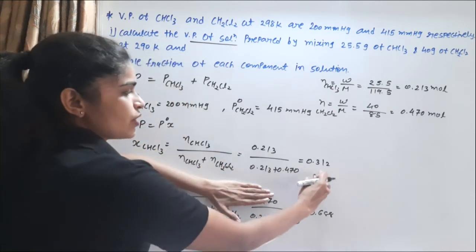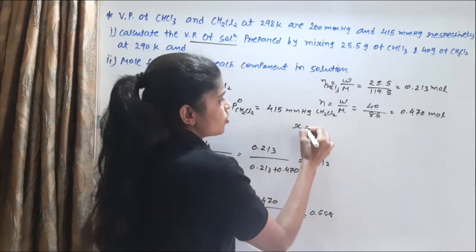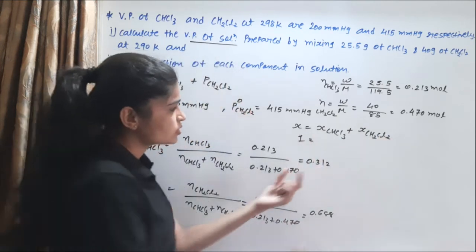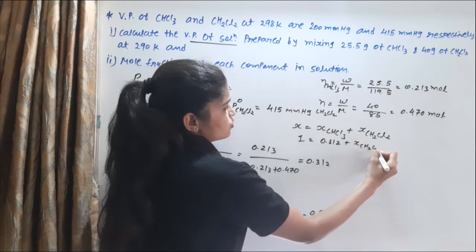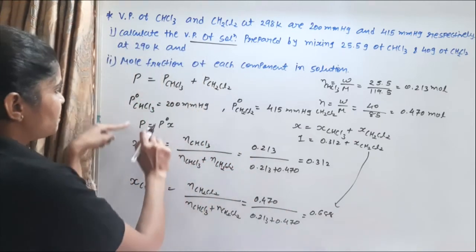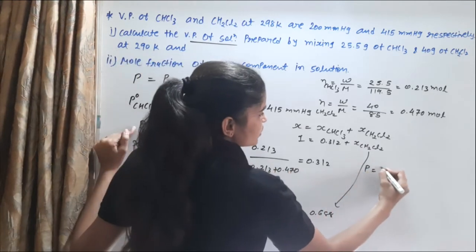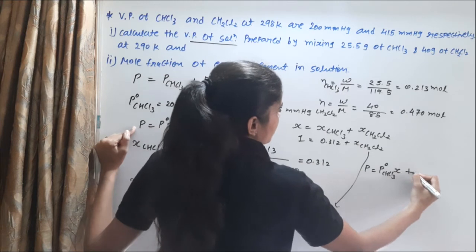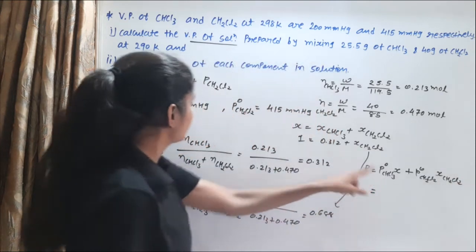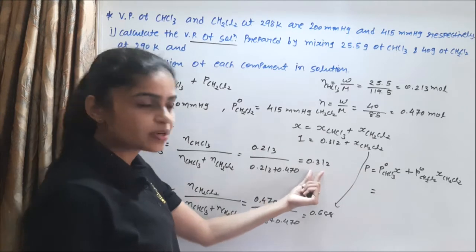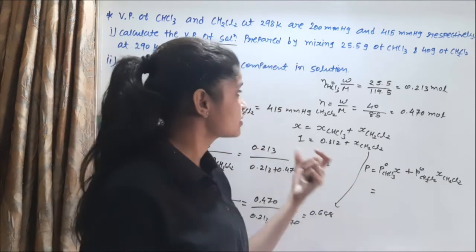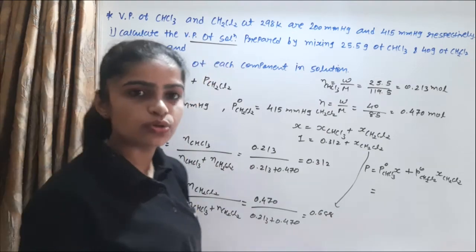You can find only one value, for example 0.312, and we know that the total of the mole fractions, XCHCl3 plus XCH2Cl2, is equal to 1. So this is 0.312 plus XCH2Cl2, which gives the same value. So only find one value. Then put this value in the equation P0X. So P total is equal to P0CHCl3 X plus P0CH2Cl2 X CH2Cl2. The given value is 200, X value is 0.312, plus P0CH2Cl2 415 and XCH2Cl2 is equal to 0.688. This gives the total vapor pressure of the solution.